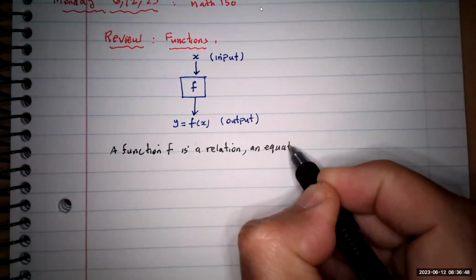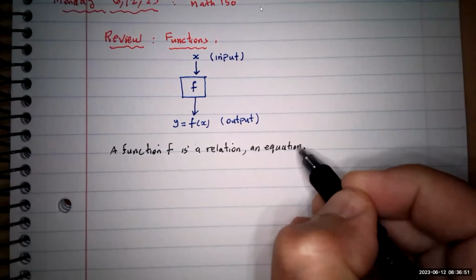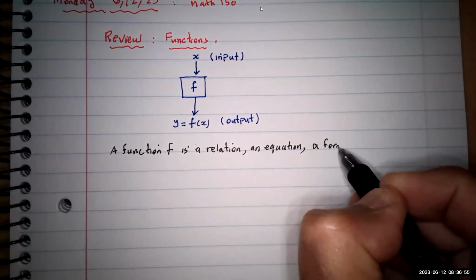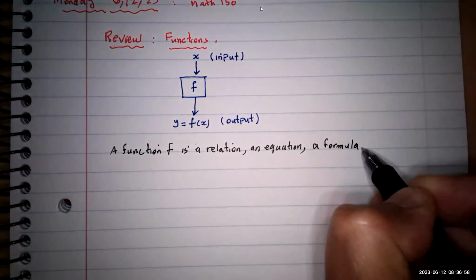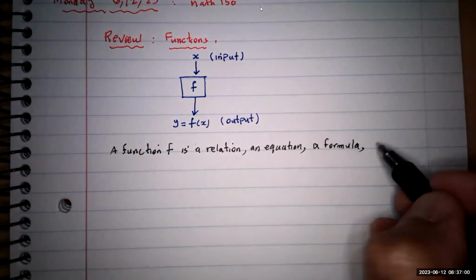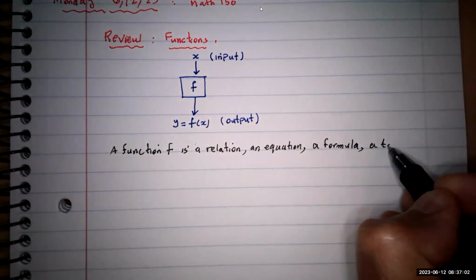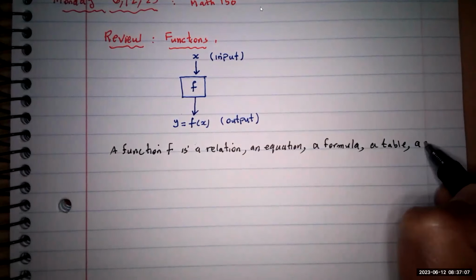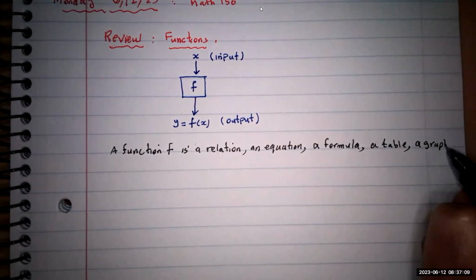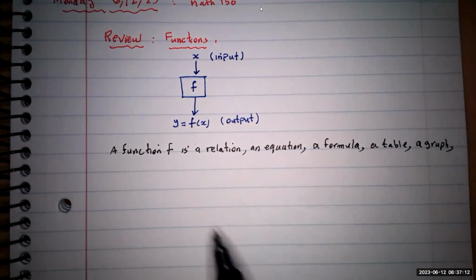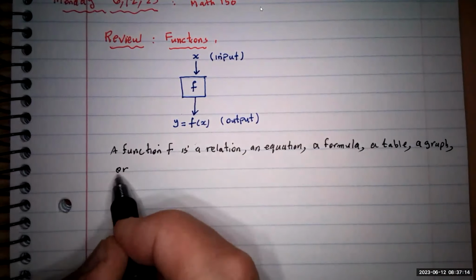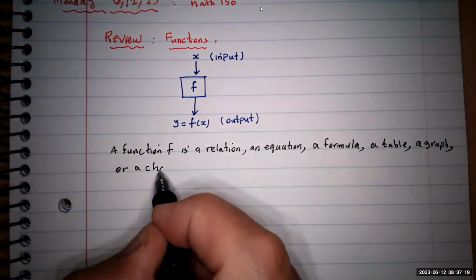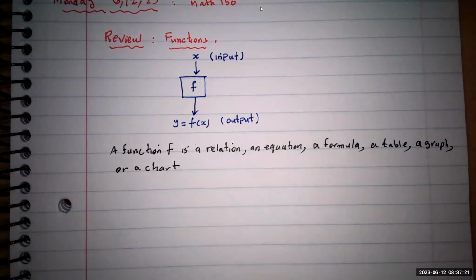An equation, or it can be a formula. It can be a formula, or it can be a table. Sometimes we denote the function by a table. Sometimes we use a graph. Or sometimes we use a chart. It depends on what discipline you are in.